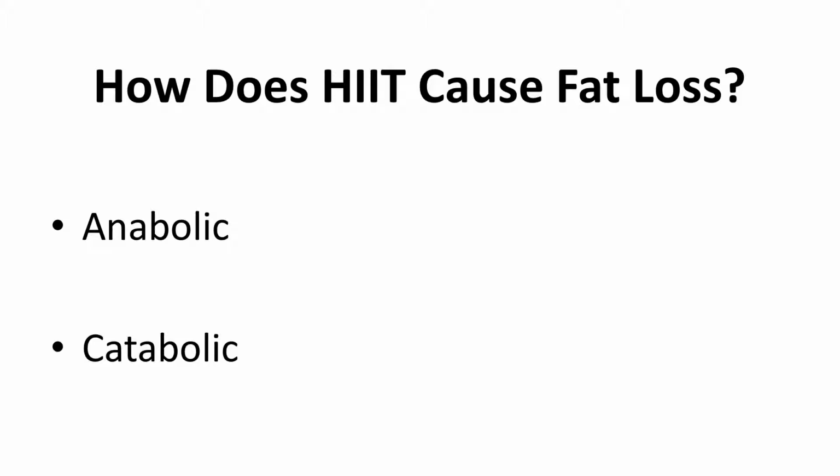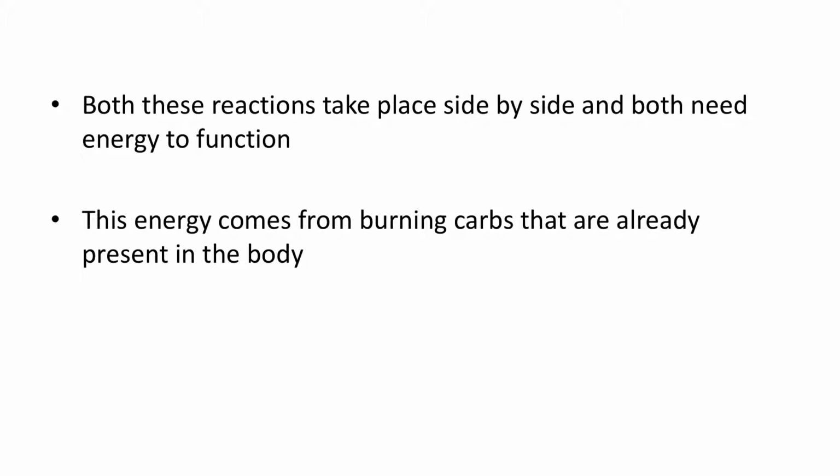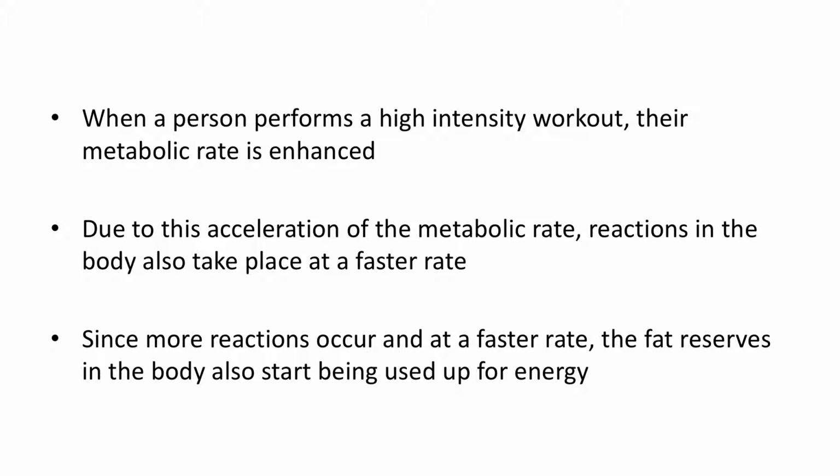Other than that, catabolic reactions include carb burning and breaking down of larger nutrients into their monomers, and use these building blocks for making something new. Both these reactions take place side by side, and both need energy to function. This energy comes from burning carbs that are already present in the body. When a person performs a high-intensity workout, their metabolic rate is enhanced. Due to this acceleration of the metabolic rate, reactions in the body also take place at a faster rate.